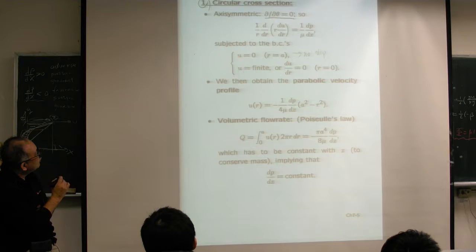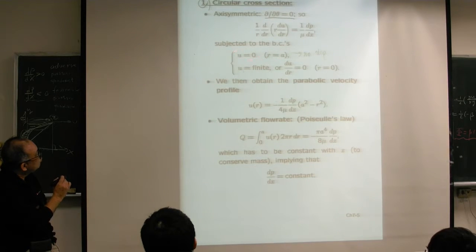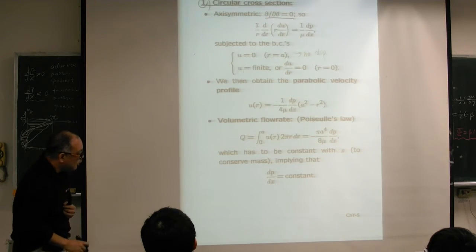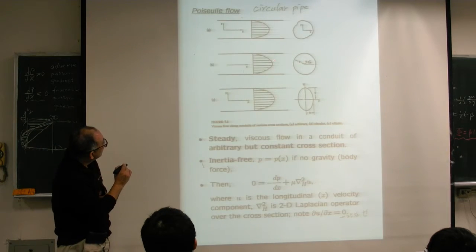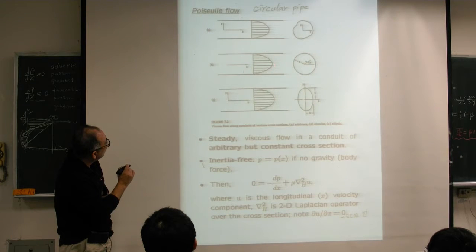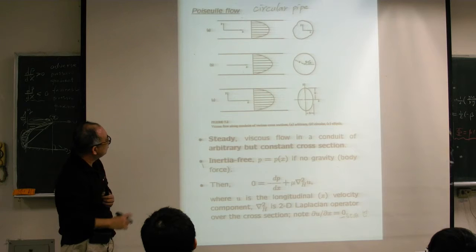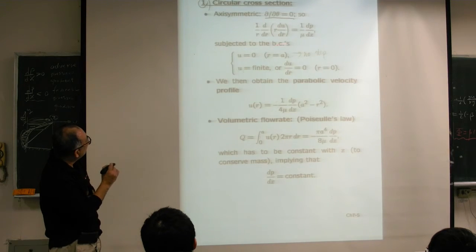Okay, so that's our governing equation, and we have boundary conditions. On the wall surface, since this is a stationary wall, u is equal to 0. And at the center, u should be finite, not infinity, as well as du dr should be equal to 0. What does du dr mean? du dr is this slope here. The slope should be flat, right? Everything is flat here, so du dr at the center should be equal to 0. That's the boundary condition we should have.